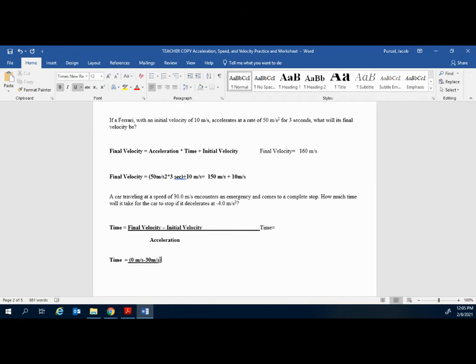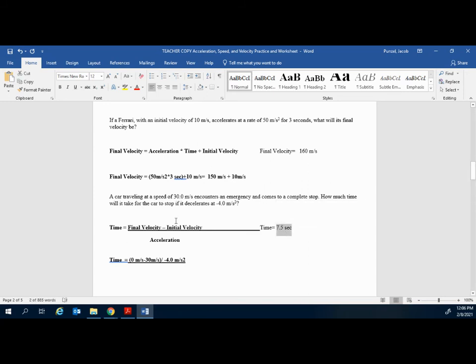That acceleration there is actually going to be a negative, so it's negative 4.0 meters per second squared. Once we do the math here, we get negative 30 meters per second divided by negative 4. So those negatives would cancel out, and it'd be 30 divided by 4, which would get us 7.5 seconds for our answer there.